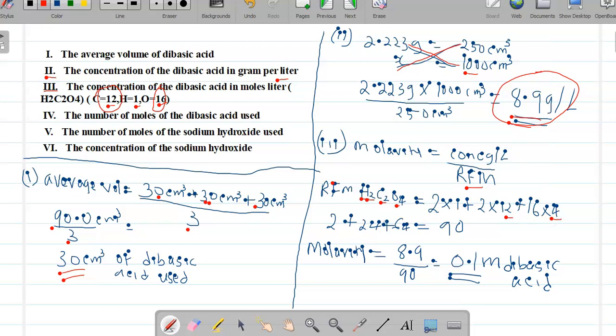Then 2 times 1 is 2. And then 2 times 12 is 24. Plus 16 times 4 is 64. When you add all of them, you'll get 90.